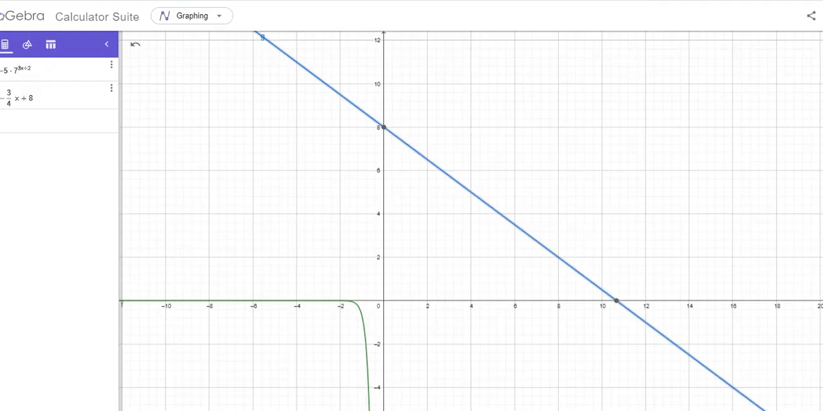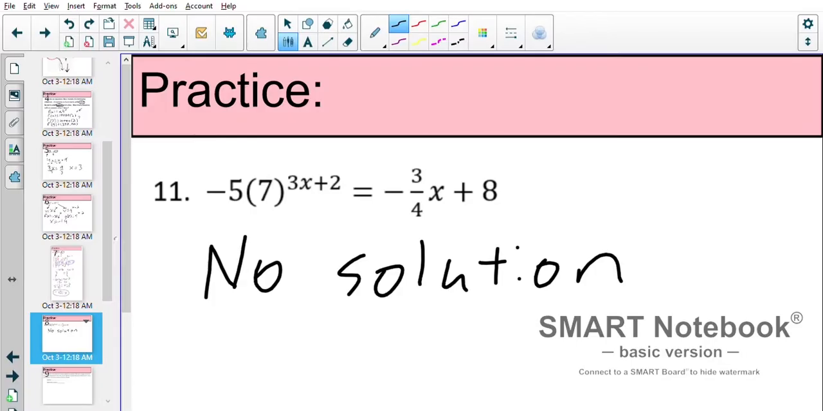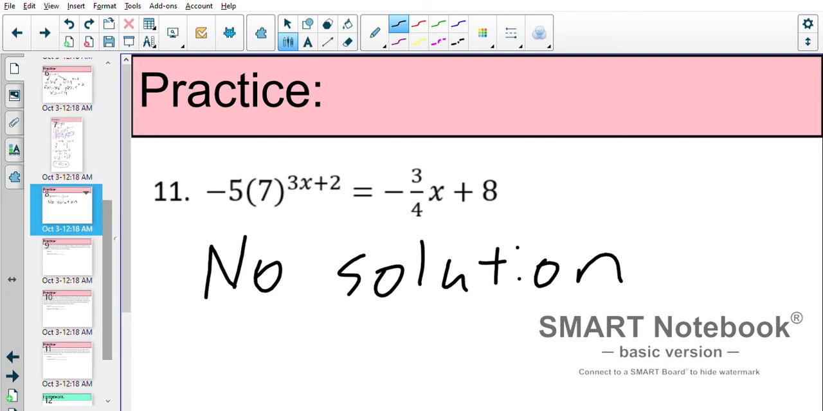If we really wanted to check, we could type in the intersect command like we tried last time and do f comma g, and in that case it would say undefined, and it is undefined because there is no intersection to be found. So that one again has no solution. Moving on to the next one.